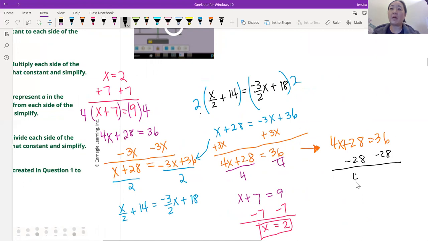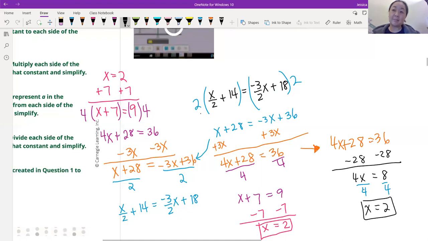And then we would have 4x is equal to 36 minus 28, which is 8. And then what do we do with the 4? Since 4 is multiplying, we're just going to divide by 4 to undo that multiply by 4. And what we have left is just x is equal to 2.